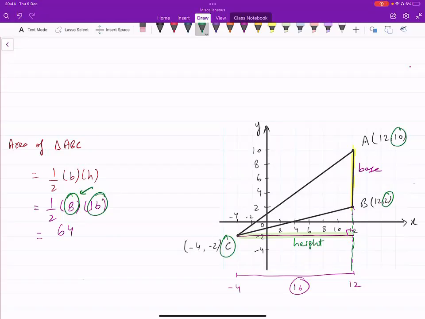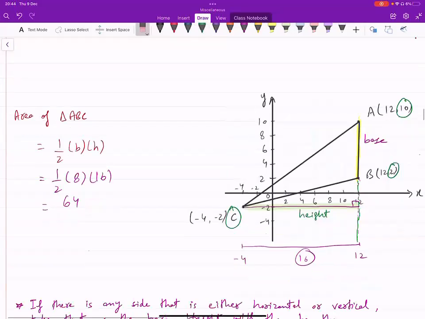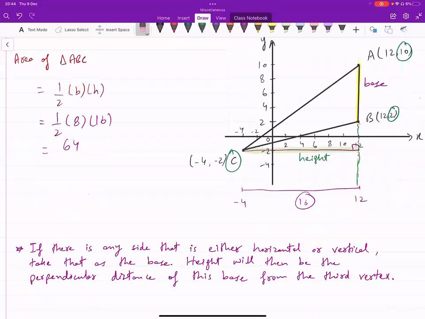You just input values there in the formula, half into base into height, and you get your area from that. Okay, so that's going to be the case you're going to encounter most often. So what you do here is, if there's any side that is either horizontal or vertical, you're going to take that as the base. Okay, and then height will be the perpendicular distance from the third vertex that you have. In this case, the third vertex was this point C here.